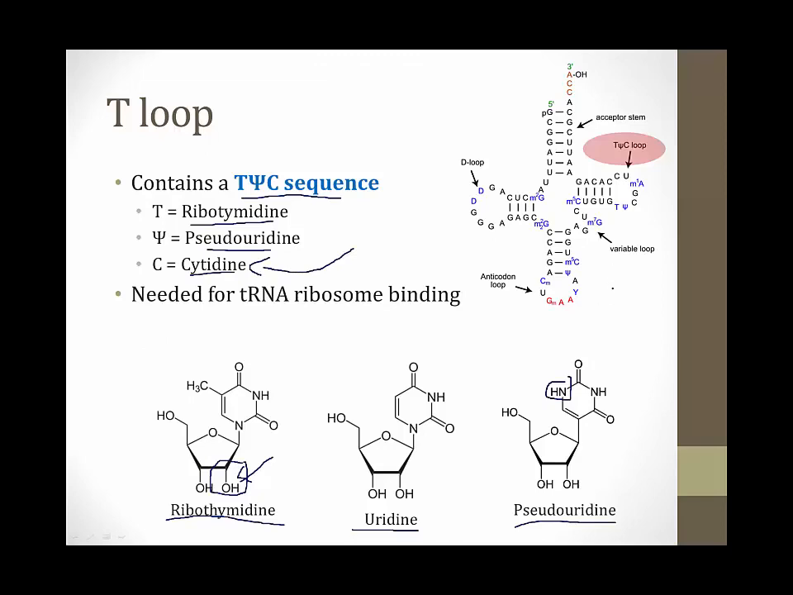So if you look at this cloverleaf at the top right side of the screen here, you can see the T-Ψ-C sequence that is always found in the T loop. And this portion of the tRNA cloverleaf is necessary for tRNA to bind appropriately to ribosomes for translation.